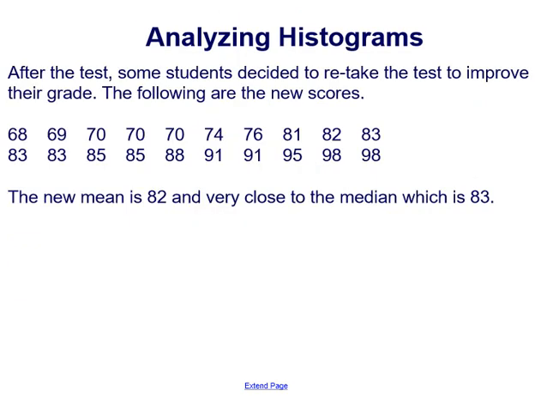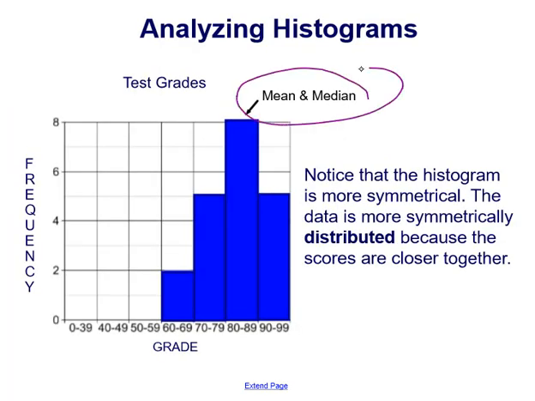So now, after the test, some students decided to retake the test to improve their grade. Here are the new scores. With these new scores, we have a new mean of 82, and we can see that that is now very close to the median, which is 83. If we take a look at these scores on a histogram, the mean and the median are very close together. Notice that the histogram is more symmetrical. It looks more like a mountain where you have the top of the mountain in the middle. The data is more symmetrically distributed because the scores are closer together.